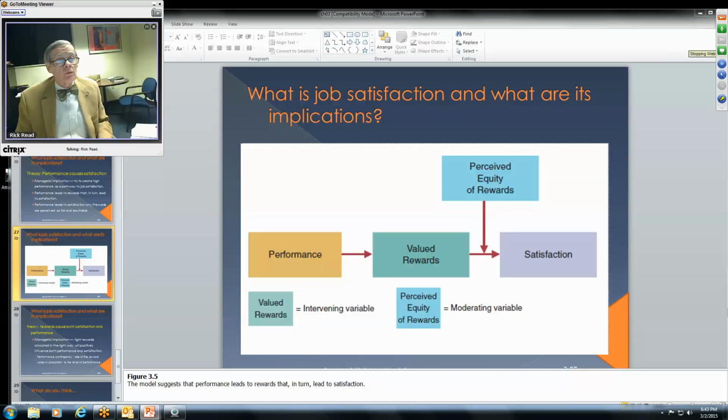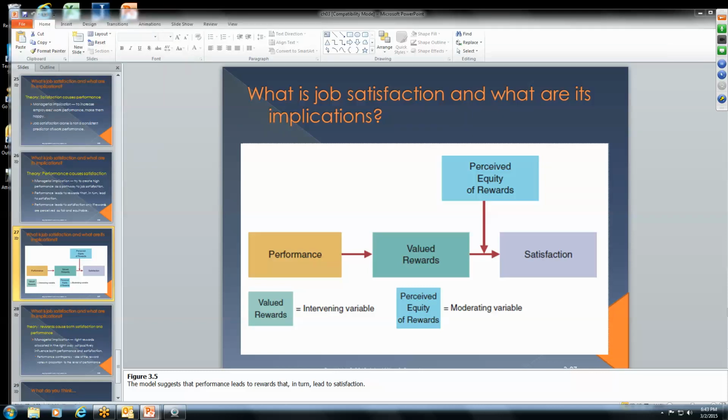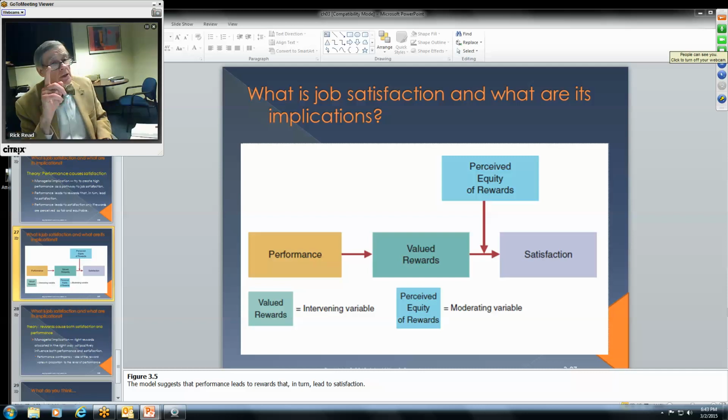So we have some other things we want to talk about. But I want to talk more about equity theory when we talk about what Adams had to say about it. And again, it's in chapter 6. But as long as the rewards are valued, it's going to lead to satisfaction.